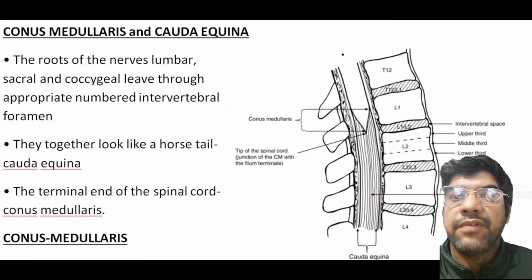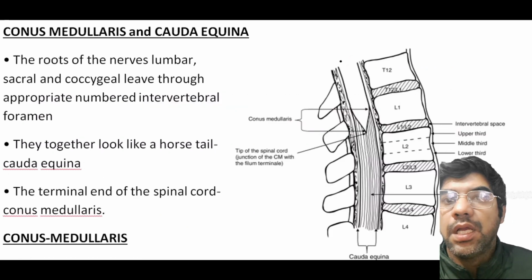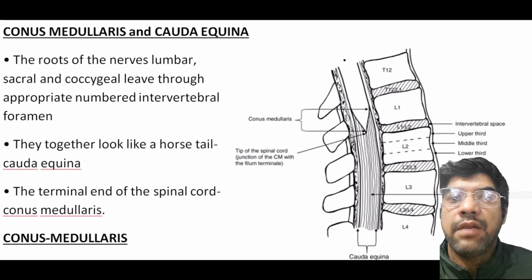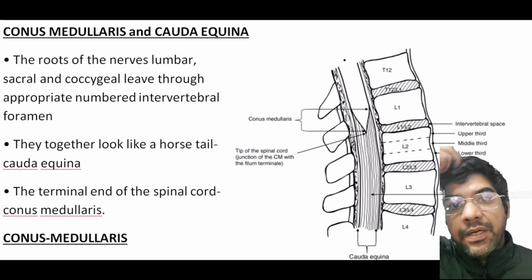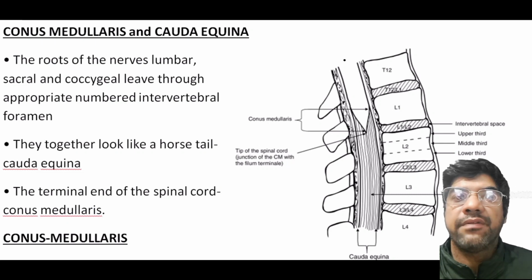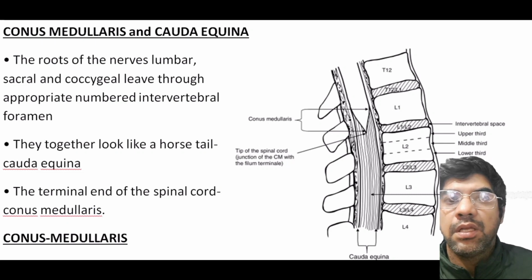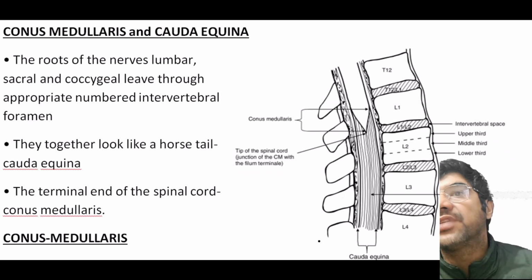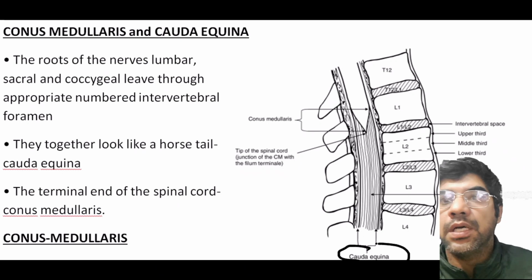Next is the cauda equina. At the core of the vertebral canal, we find the spinal cord or spinal medulla, which is the vital part of the central nervous system. So at the end of the spinal cord, we have a structure that is known as the cauda equina.